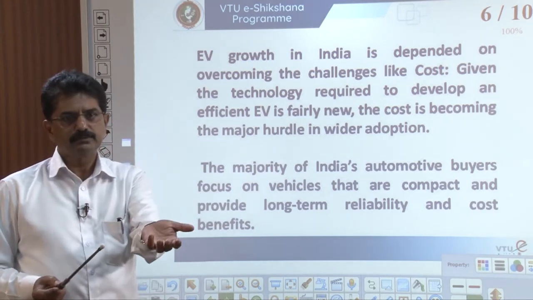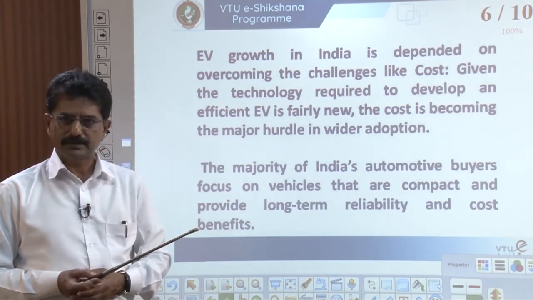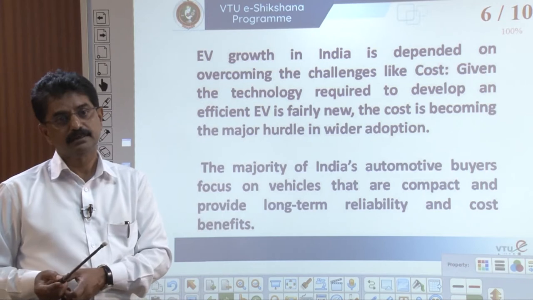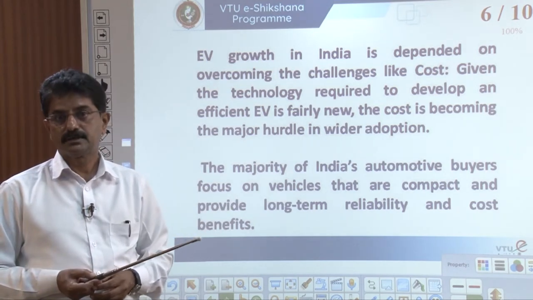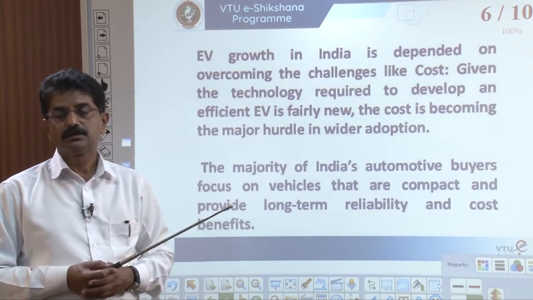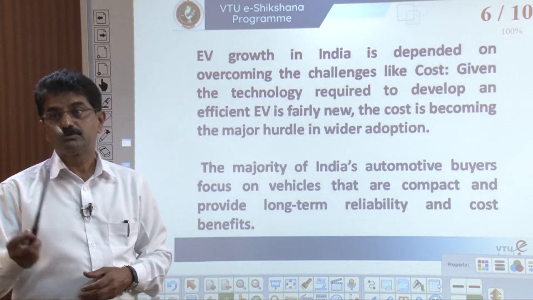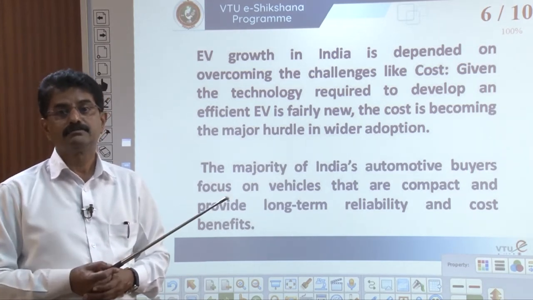How to get 48 volts? It is very difficult to get a 48 volt battery from the market. Nowadays we can get it. But a 12 volt battery is available in almost all places. If you want to get 48 volts, you have to connect four 12 volt batteries in series. Then only are we able to get 48 volts.